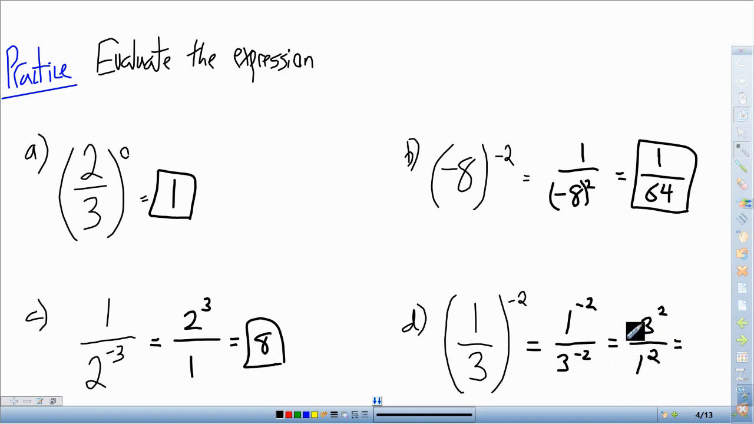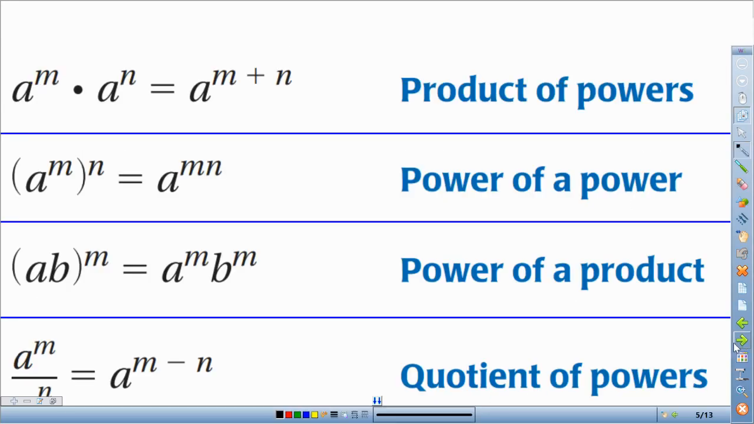Let's see, 3 squared is 9, so I'm getting 9 over 1. Going one more step, 9 over 1 is just 9. All right, so those are the new rules. Hope you're feeling good on those. We still have some more to look at.